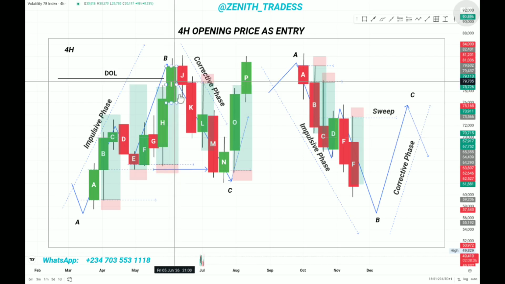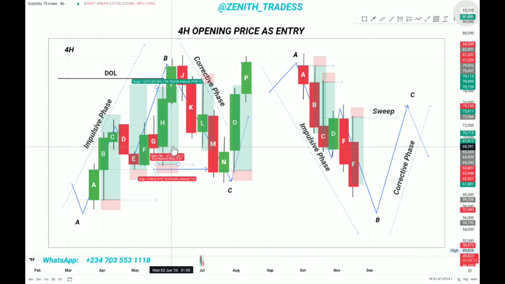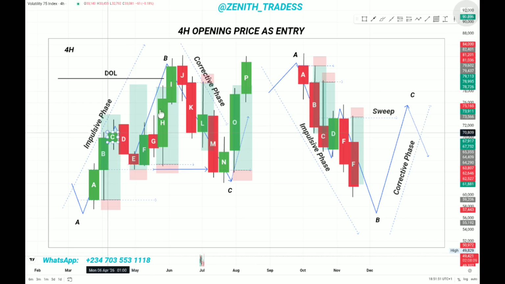Candle I opens, it didn't come back to the opening price of candle B before it completed the objective. So candle I taps on that institutional level. It gave us a major high. Objective is complete. Now that the objective is complete, we do not expect to buy from the opening price of candle I anymore because the objective of that leg has been completed. See the logic. We do not expect to buy from the opening price of candle H anymore because the objective of this entire impulsive move is completed.